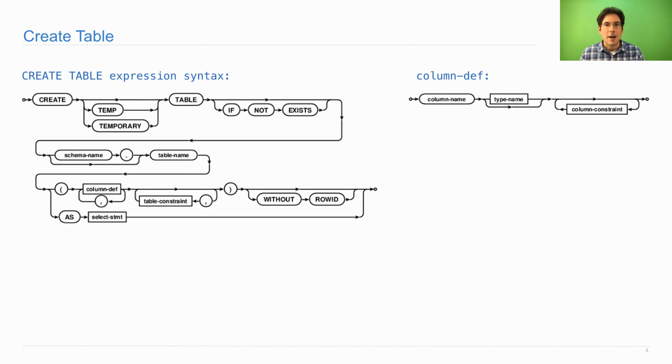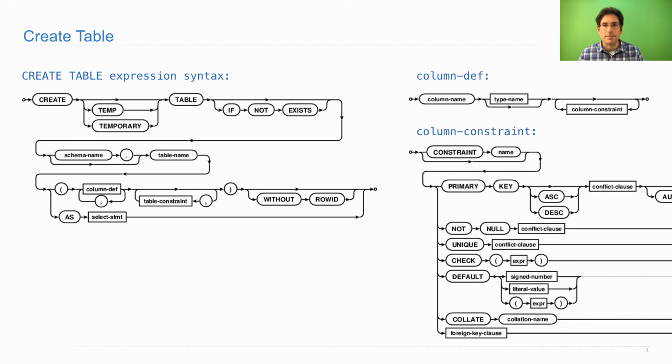For example, a column def means you're writing down a column name, a type name, and a column constraint. You can have multiple column constraints and the type name is optional. A column constraint is one of many forms. You could give the constraint a name, say it's a primary key, not null, unique, check, default, collate, foreign key clauses. There's really a lot to a createTable expression, but we're not going to focus on all of it.